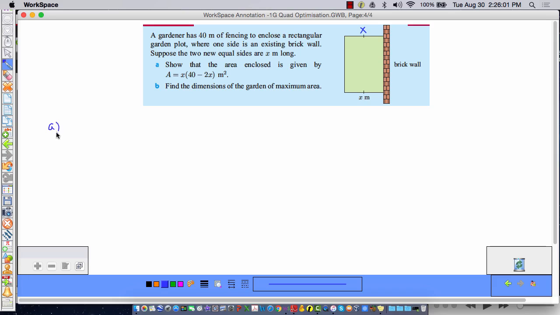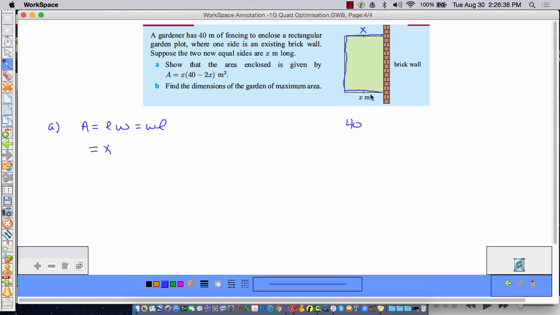Okay, so A, the area, is equal to length times width, or width times length, because we already know the width. So it's x, right? Here's the width. So we have to have an expression in terms of x for this length. Well, if all the way around is 40, the length of the fence is 40. And so I've got 40, is it feet? Meters, 40 meters of fence.